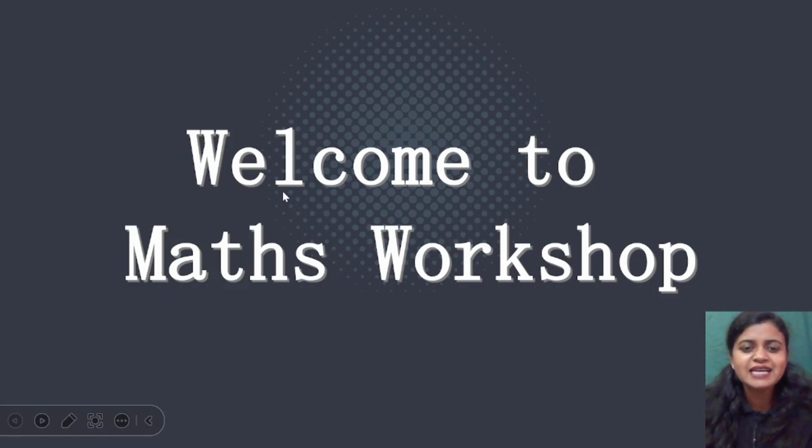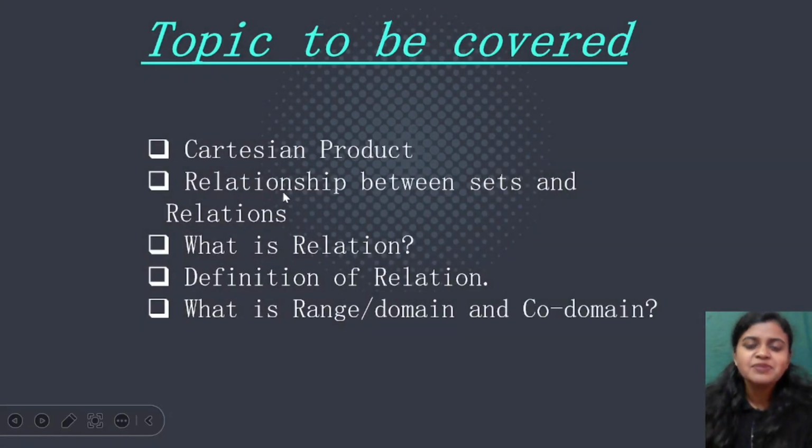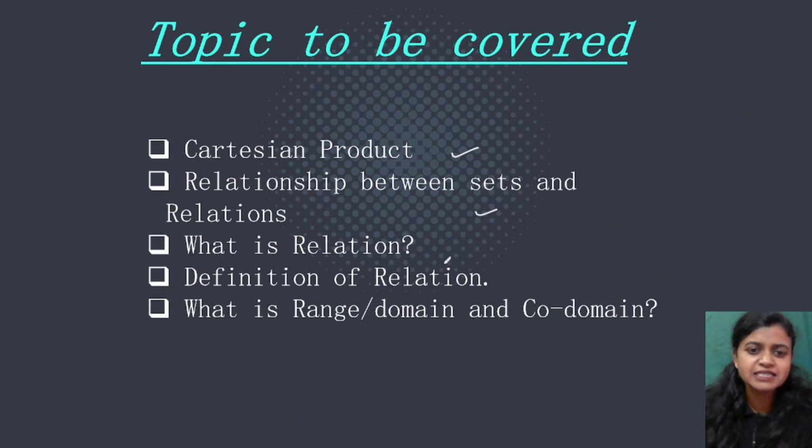So in this class we are going to start the class 12 series, and we'll discuss the first chapter, Relation. In this class we will discuss Cartesian product, the relationship between sets and relation, what is relation, the definition of relation, and what is range, domain and codomain.